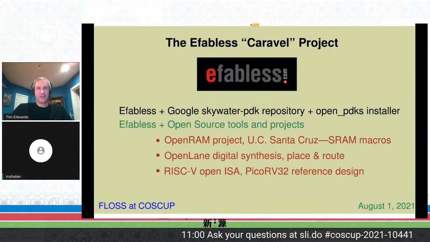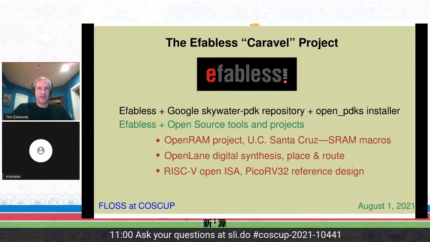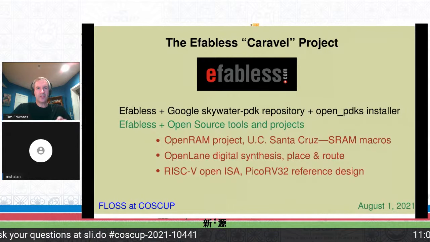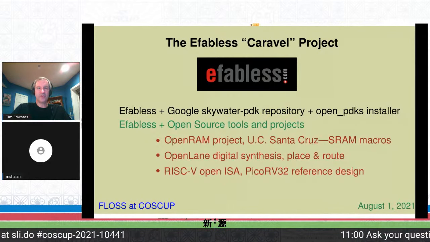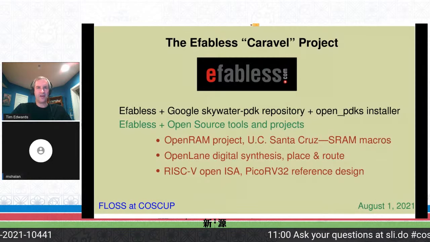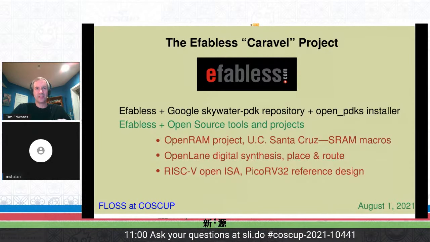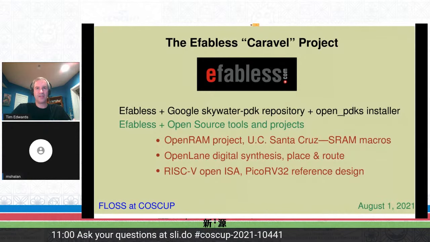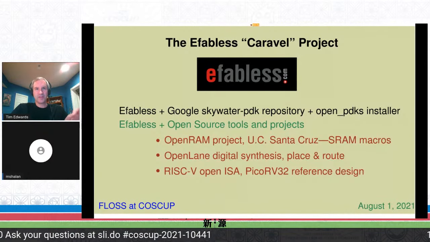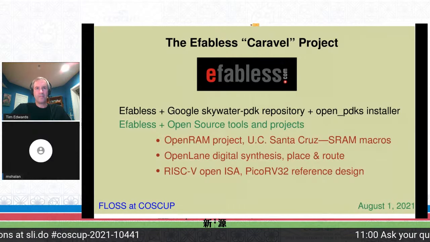OpenLane is a digital synthesis, placement, and routing tool based on the OpenRoad project tools. OpenLane achieves what is close to a one-button push deliverable of a digital circuit layout from a high-level description language. And I'll have Mohammed Shalan, the principal developer of OpenLane, describe the design flow using it as part of this presentation a little later on.